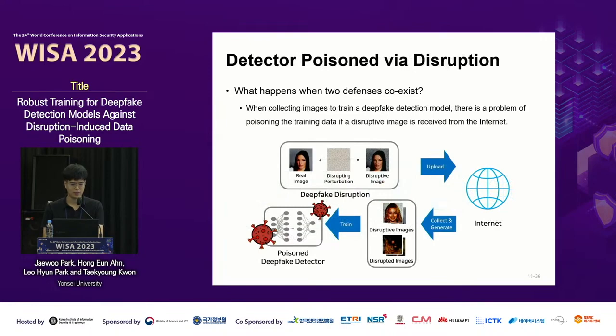Let's consider a situation where both defense techniques coexist. As I said before, people will add disrupting perturbation to their image and upload them to the internet. If a disrupting perturbation is added to the data that was collected to train the deepfake detection model, it can poison the deepfake detection model, preventing it from learning correct deepfake data information.